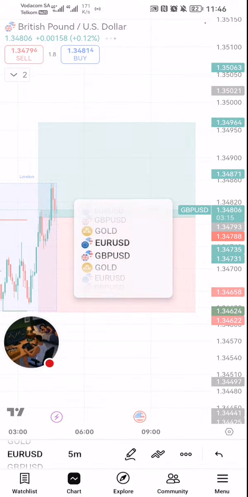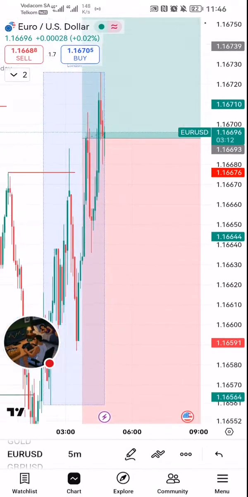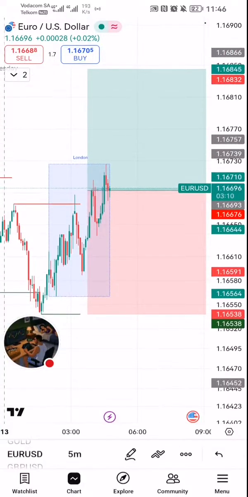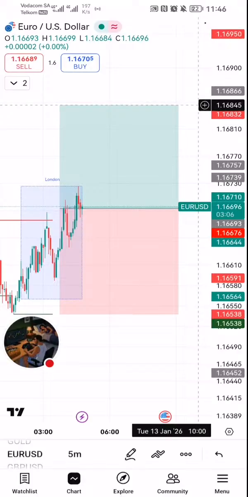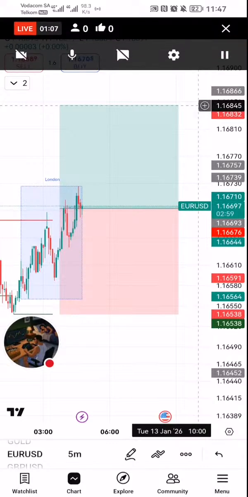But I did see some entries on EURUSD and also GBPUSD. So I did take some mini entries, as you know. I always apply risk management, so yeah, that's what we're gonna be working with today, guys.